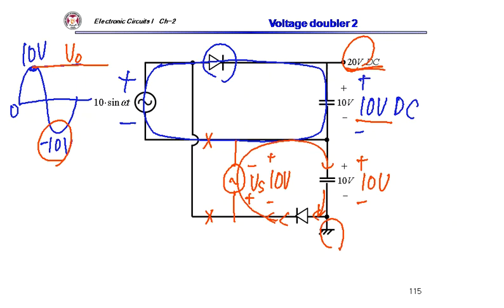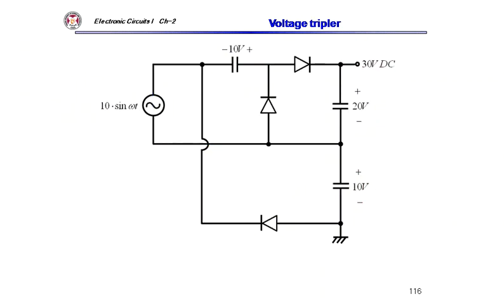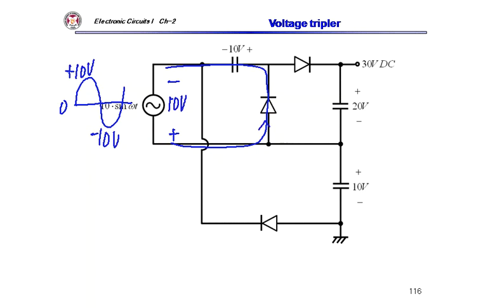Okay, question? No? Yeah, similar thing. This is a clamping circuit, right? Because this voltage fluctuates between plus 10 and minus 10, when does this diode turn on? At minus 10, right? When Vs is minus 10 volt, this diode turns on and charges this capacitor.